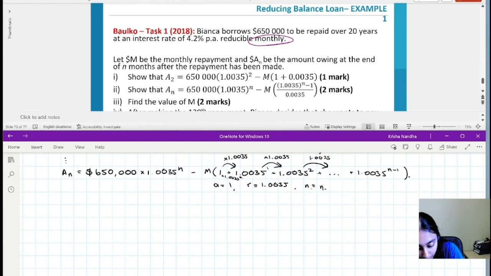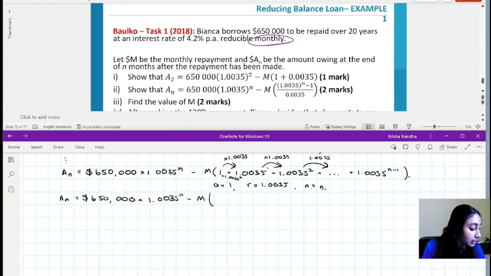Okay, so my An will be equal to 650,000 times 1.0035 to the power of n, minus m times, let's do our sum of geometric series formula, which is Sn equals A(R^n minus 1) on R minus 1. So 1 times 1.0035 to the power of n minus 1, all on 1.0035 minus 1.